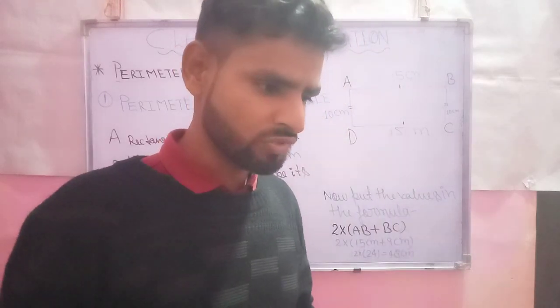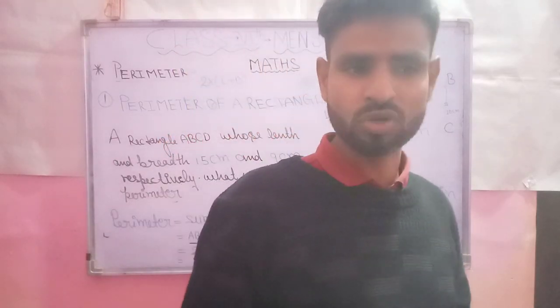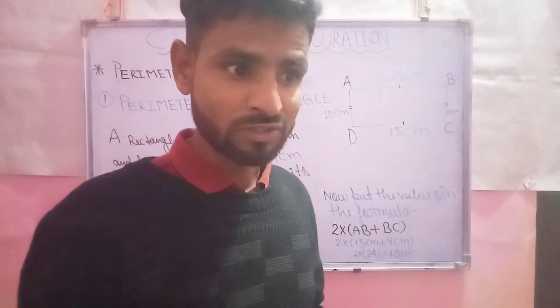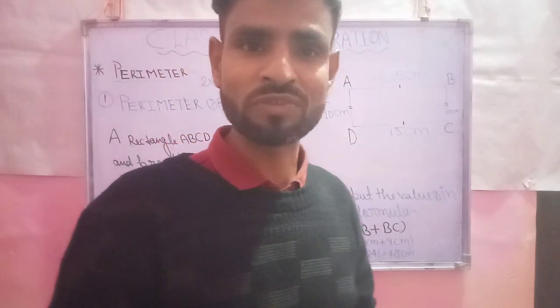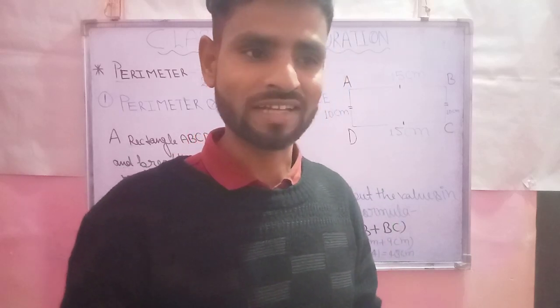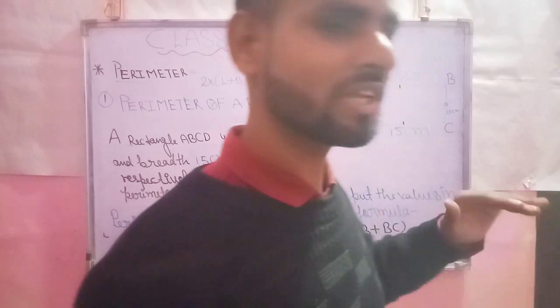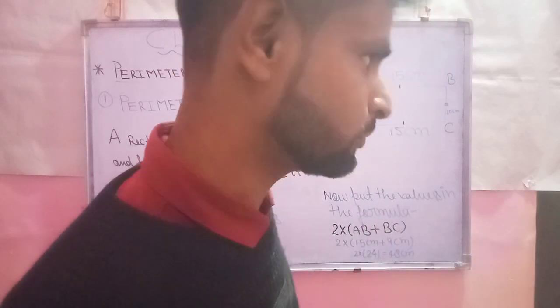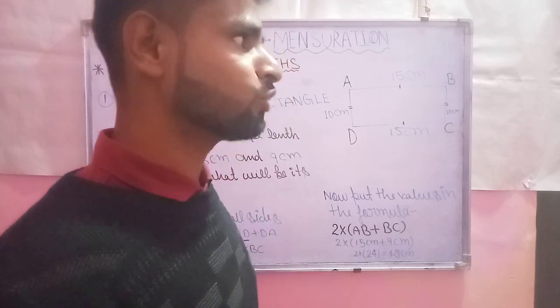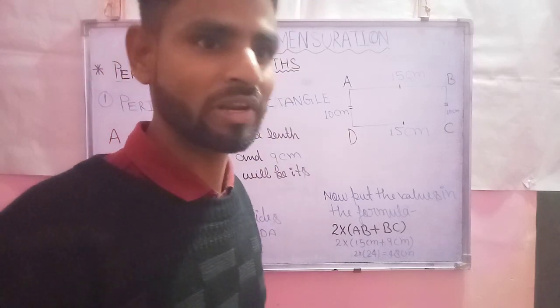Suppose we have a field with four corners, and when we join those corners with one another, we have completed one complete round. The sum of all the sides is called the perimeter. I already explained that in my first video, but I want to prove to you how this formula is actually correct.